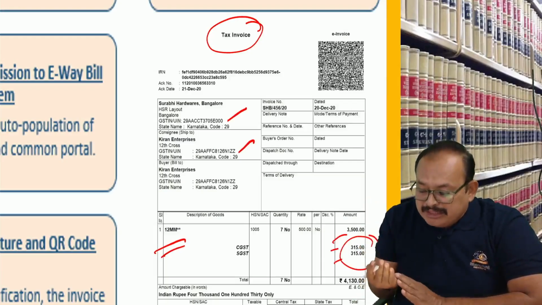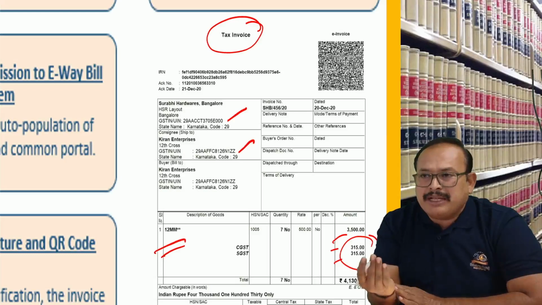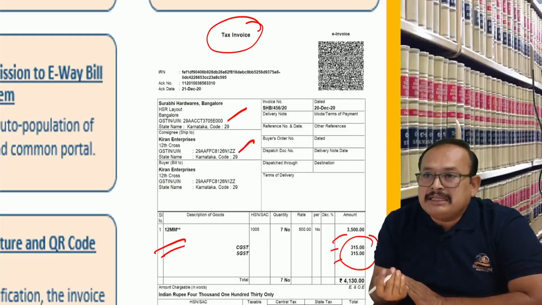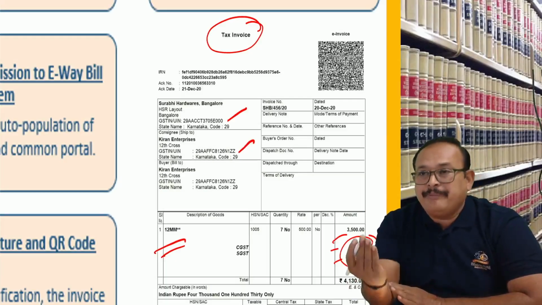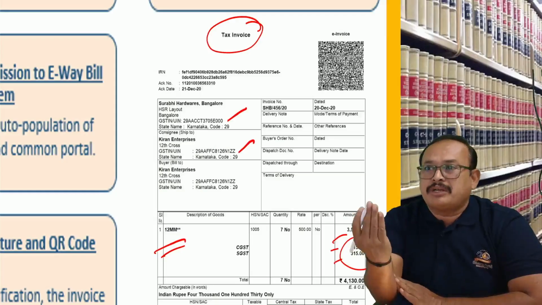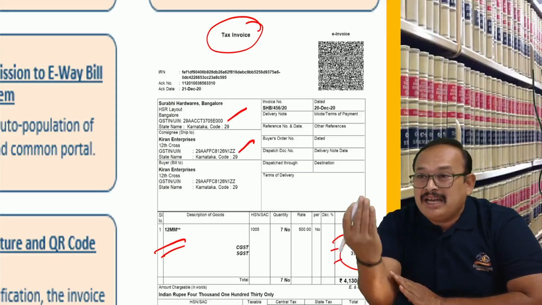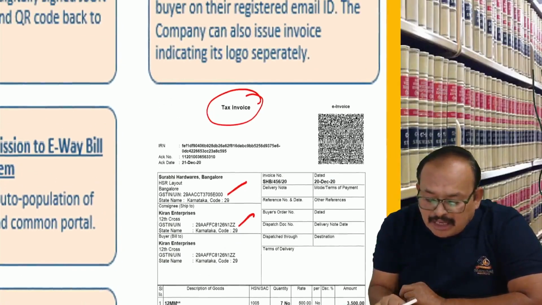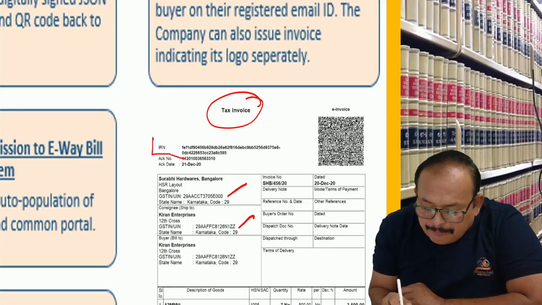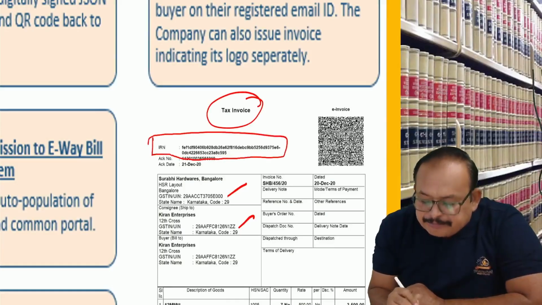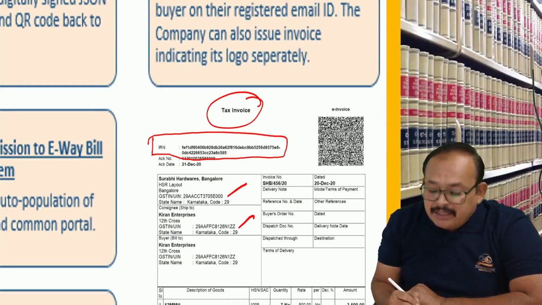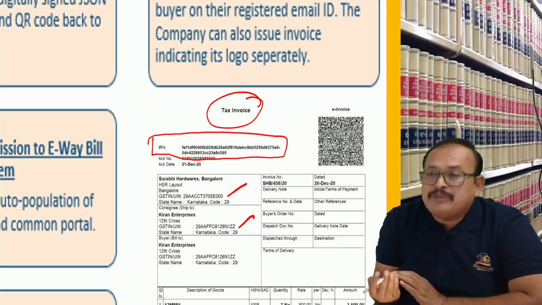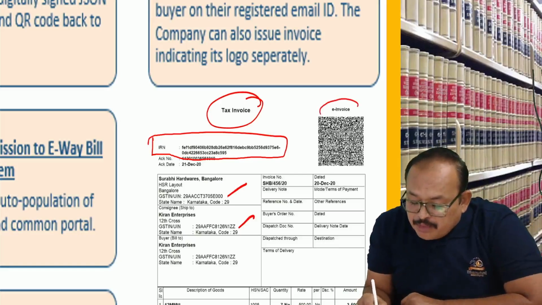Now, when it is generated in our ERP package, this soft copy of the invoice is further processed in the IRP, the invoice registration portal, to get the IRN number, the invoice reference number. That is called the IRN. See here, this much is the IRN number. And further, when you generate the e-invoice with the help of the invoice, the system will provide you the e-invoice.